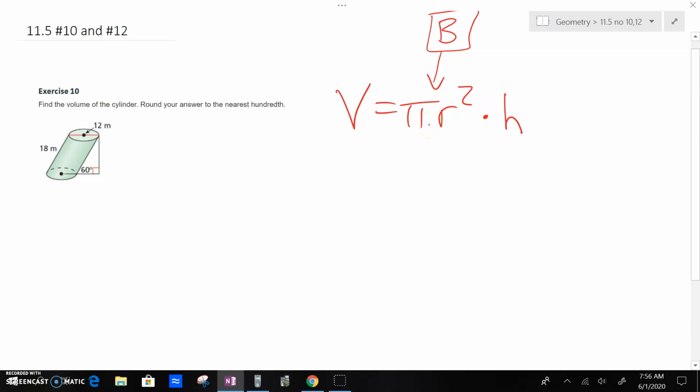Looking at this particular cylinder, it looks as though they're giving us a circle that has a diameter of 12. So a radius would be half of that. So a radius would be 6. So I'm going to say, okay, that's pi times 6 squared. So I've got my area of the base, and now I need the height.